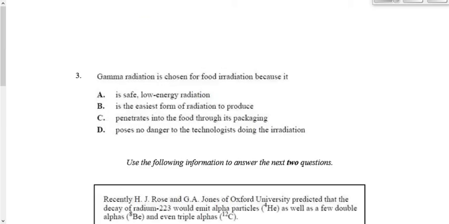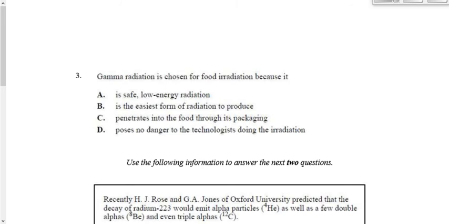Okay, next question. Gamma radiation is chosen for food irradiation because it... Why, how are we supposed to answer that? I never told you why gamma radiation is chosen for food irradiation. There's going to be some things like this that I don't tell you. I don't know what they're going to ask. So how are we supposed to answer this question?